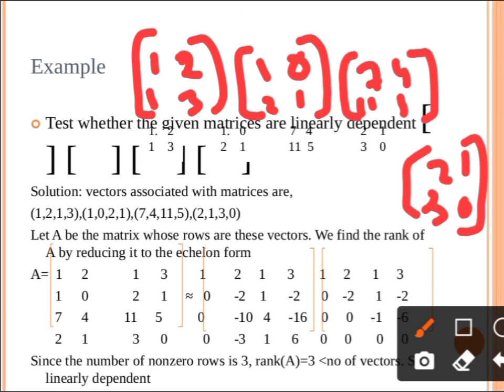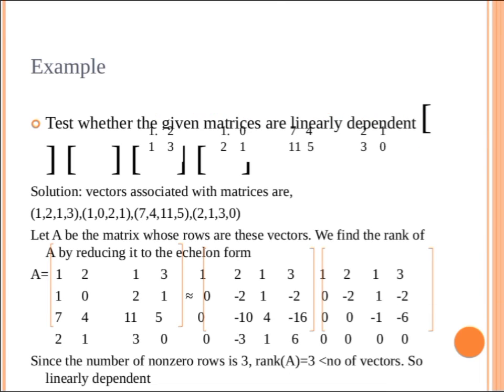So for that, what we have done, we have converted these vectors associated with this matrix, that is 1 2 1 3 1 0 2 1 7 4 11 5 2 1 3 0. Okay, then we can write it in the matrix form, and here let A be the matrix whose rows are these vectors, and we find the rank of A by reducing it into echelon form, because this is a 4 by 4 matrix, and it is very difficult to find the determinant and all, so we can just do the row reduced echelon form, and we got the final answer here.